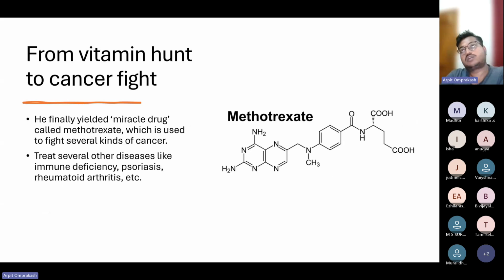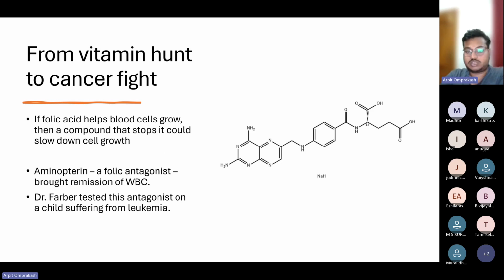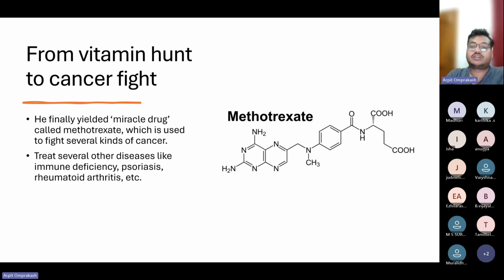So after looking around for more drugs, he finally yielded a miracle drug called methotrexate, which is similar to that, but it is now used to fight several kinds of cancer and treat several other diseases such as immune deficiency, psoriasis, rheumatoid arthritis, etc. It is also one of the drugs that are still used in chemotherapy around the world.